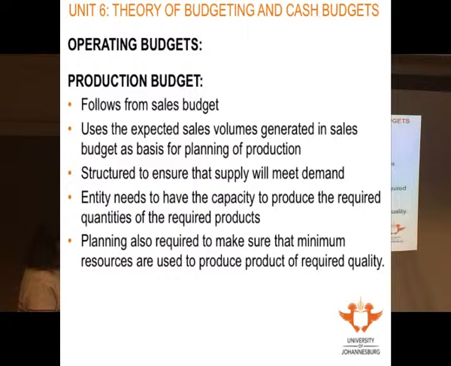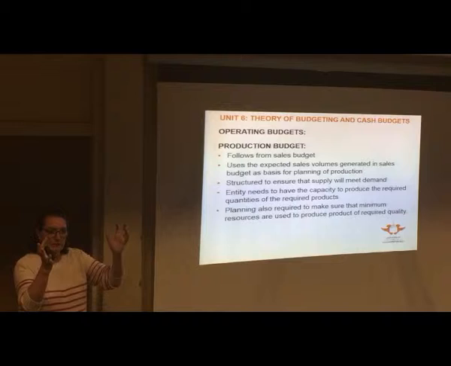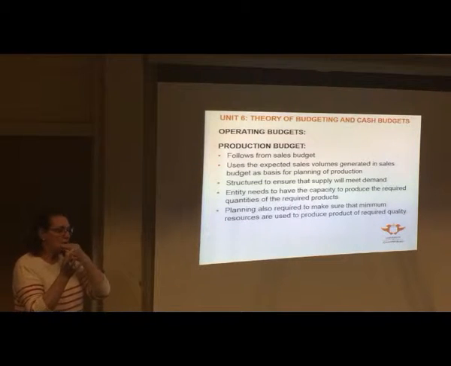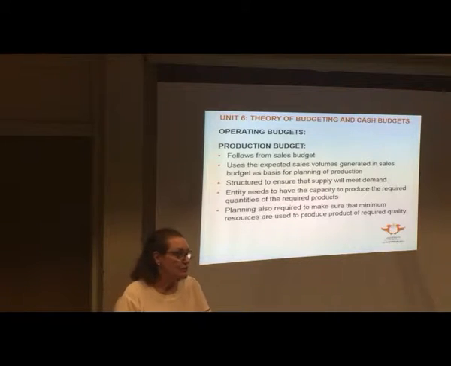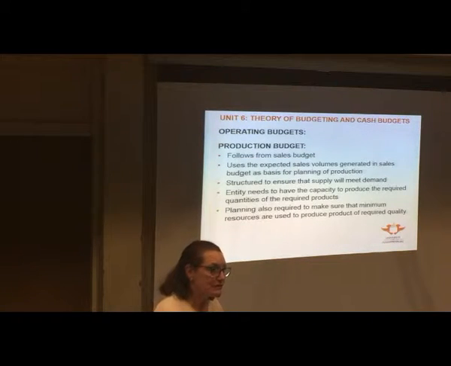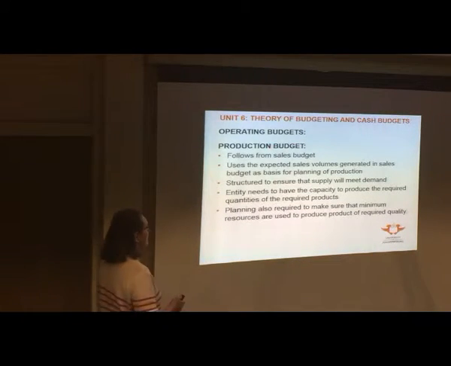Okay, production budget. So the production budget, you saw in the picture that the first thing we look at is the sales budget. Once we know how much we need to sell, we can then decide how much we need to produce. So how much we produce is driven by how much we can sell, not the other way around, because there's no sense in producing 100,000 pairs of jeans if you can only sell 1,000. All right, so the sales budget drives all the other budgets.